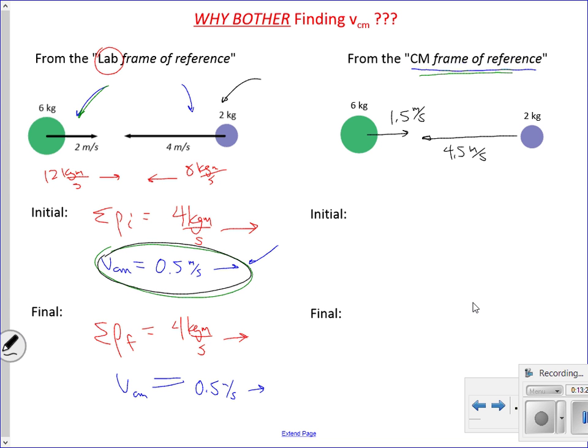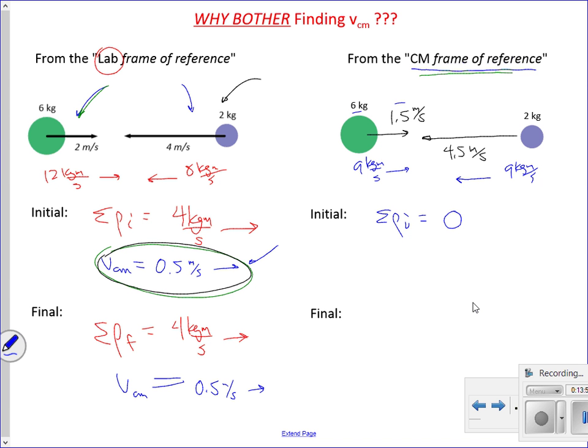But here's what's cool about this. All right, what this says is, if we look from this frame of reference, well, what's the total initial momentum? Well, it's 6 times 1.5 is 9 kilogram meters per second this way. 2 times 4.5 is 9 kilogram meters per second this way. Well, it's 0.